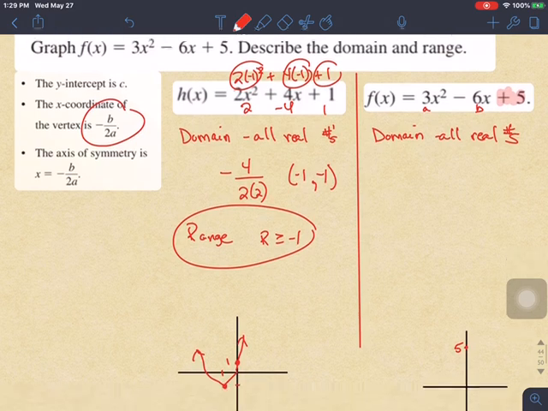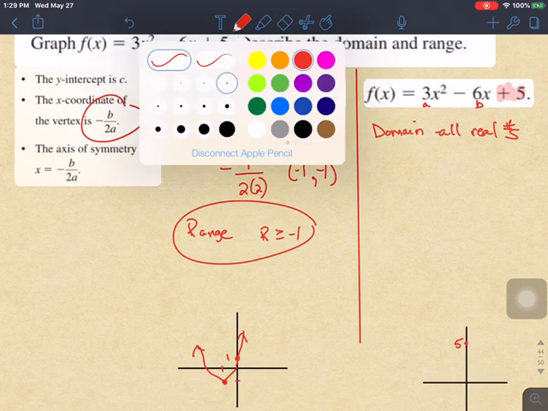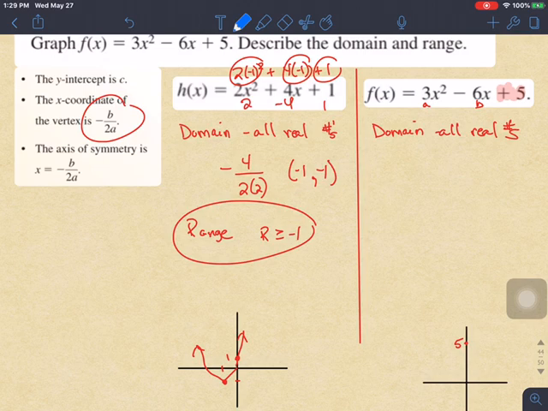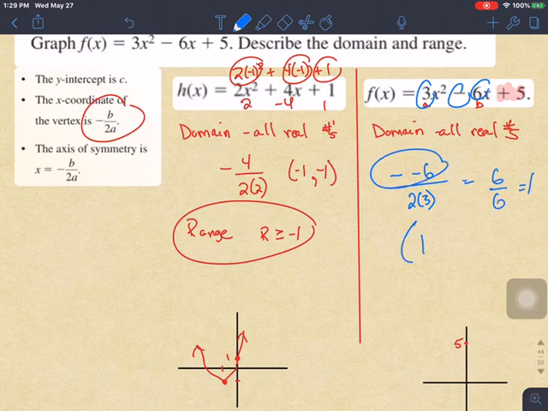Now we'll do the same thing for this other one. Not to confuse you, I'll do it in blue, if that's okay. It's the opposite of b. b happens to be negative 6, see that? Negative 6. So it's the opposite of negative 6, over 2 times a, and a happens to be 3. 2 times 3 is 6. So that becomes positive 6 over 6, and that means our axis of symmetry is at positive 1, and we need to find the y, or the output.